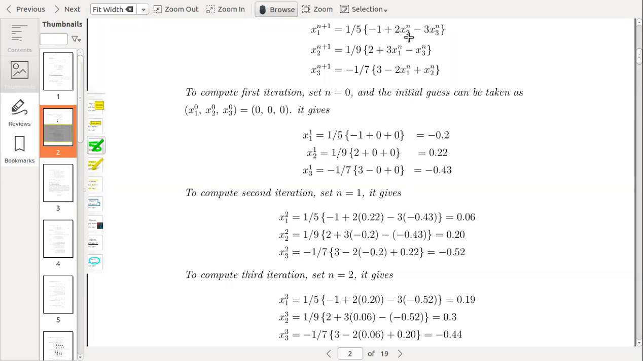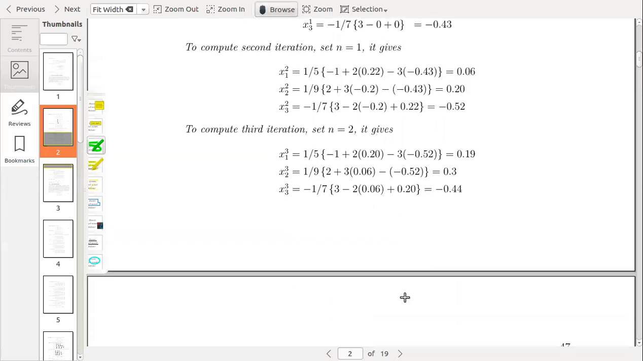So 2x2 power 2, where is x2 power 2, it is here, 0.200. You will replace these values, minus 3 into minus 0.52. So minus 0.52 is actually x3 power 2. So you have replaced these values, minus 3 x3 power 2, and you get it here. Okay, so in this way you will get the third iteration.